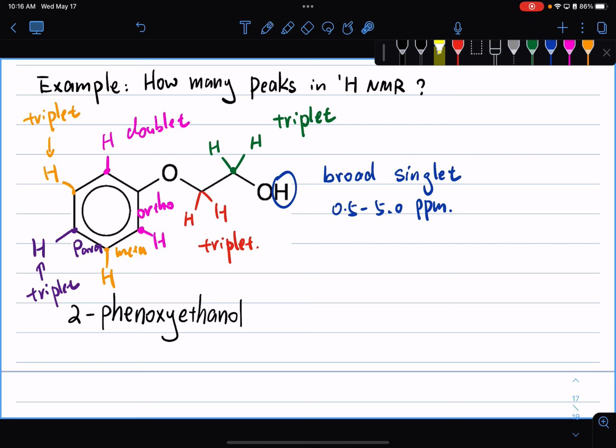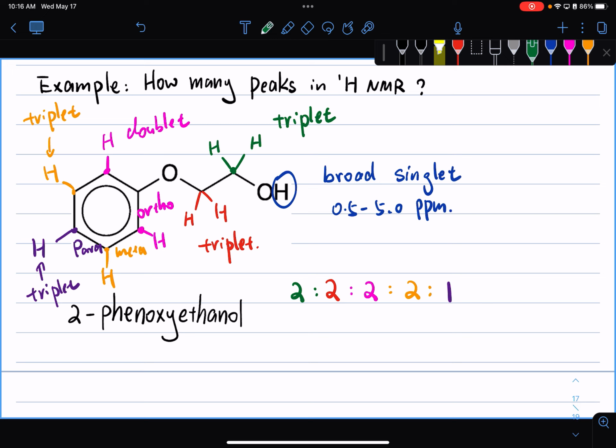So now if we're talking about the relative integral of these peaks, what are their relative integrals? We can leave the OH aside. We don't care too much about the OH integral because that's not accurate. The green one, we have 2, because we have 2 hydrogens associated to it. The pink one also has 2. The orange one is 2. And at the end, our para one is 1. So 2 to 2 to 2 to 2 to 1.